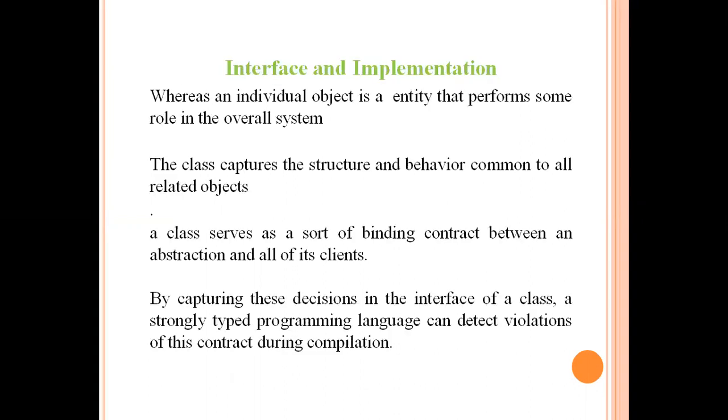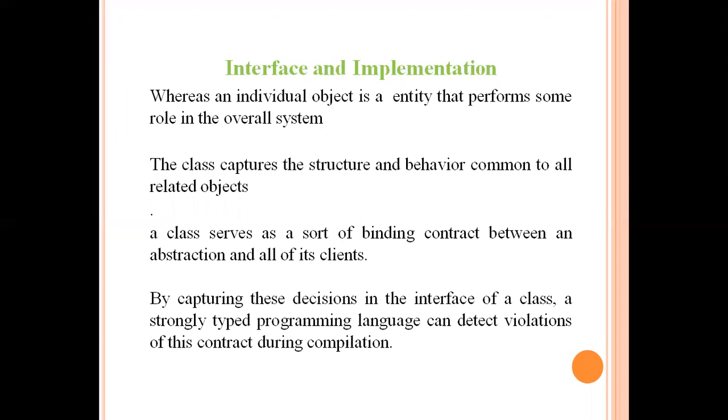Next, the interface and implementation of class. So how to implement a class? Whereas an individual object is an entity that performs some role in the overall system. Suppose in a library management system, librarian is one object and student is one object. The librarian performs some role in the overall system. Same, student performs some role in the system.